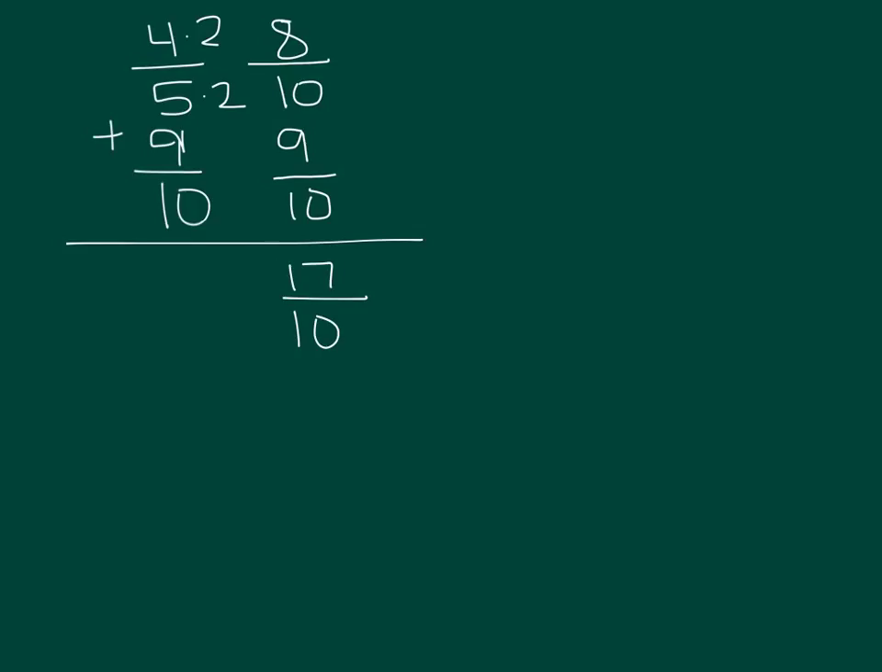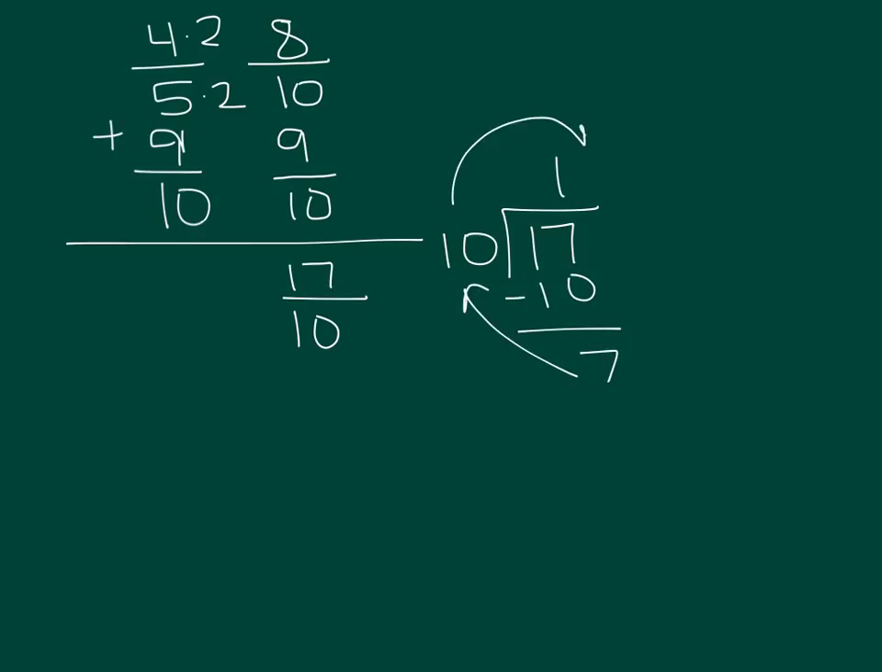So I have to divide the numerator by the denominator, and 10 goes into 17 one time, with 7 tenths left over. My final answer is 1 and 7 tenths. I would also make sure I don't have to reduce. If it were 8 tenths or 6 tenths, I would have to also reduce, but I do not.